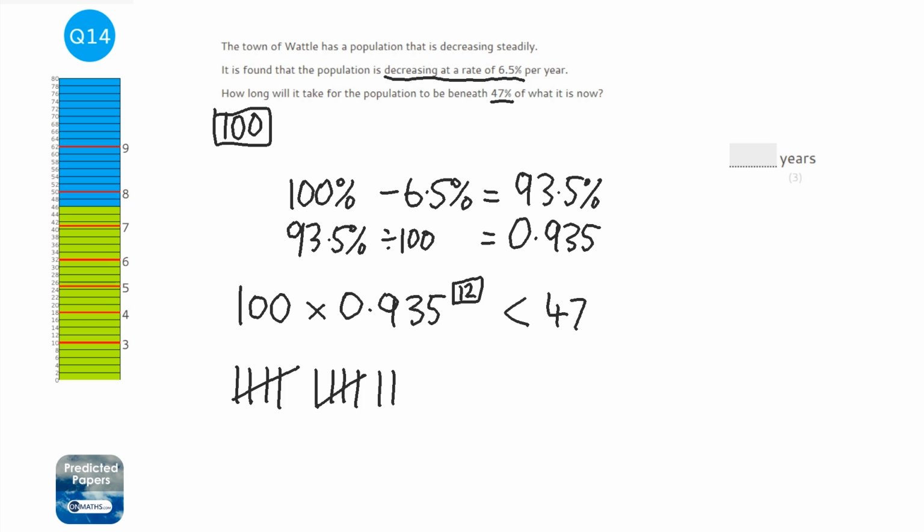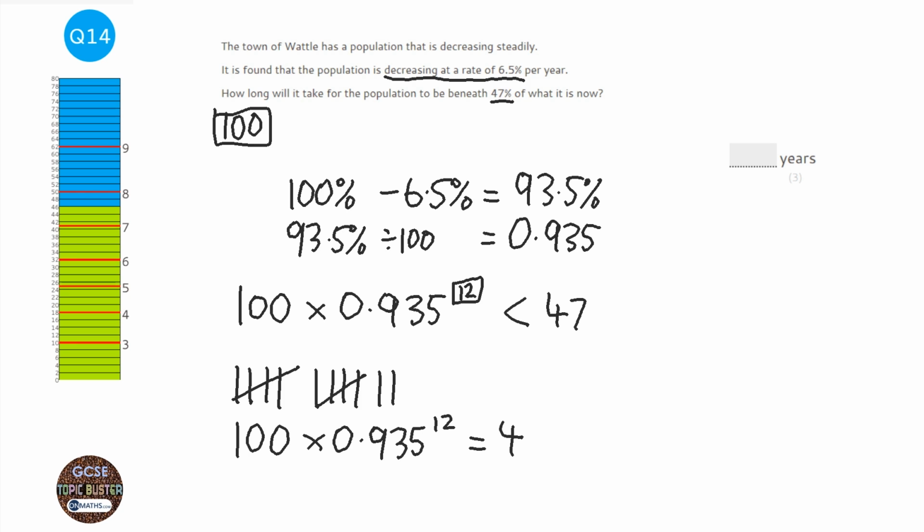Now, I'll always want to check that because my counting is not necessarily the best when under pressure. So what I'm going to do is just do 100 times 0.935 to the power of 12 to check that I've got this right. So 100 times 0.935 to the power of 12, and I get 44.64. And I'm just going to check that that was the first time it went under.